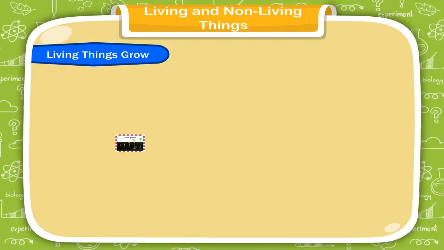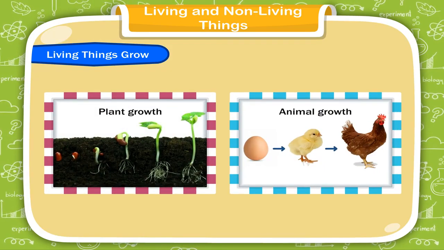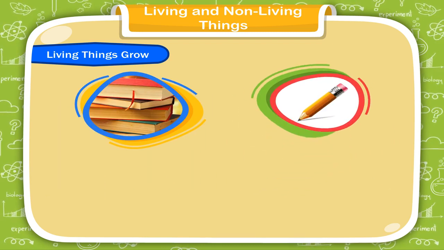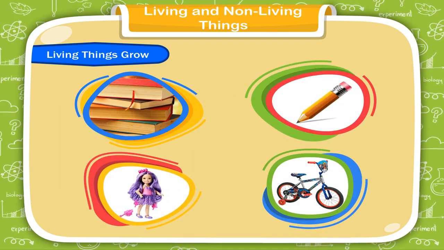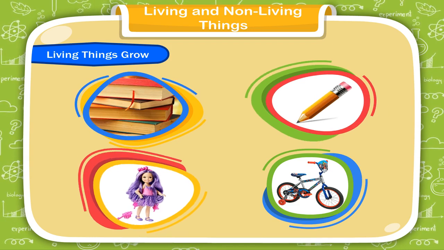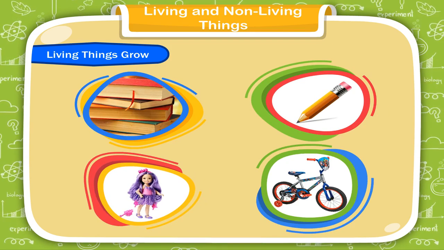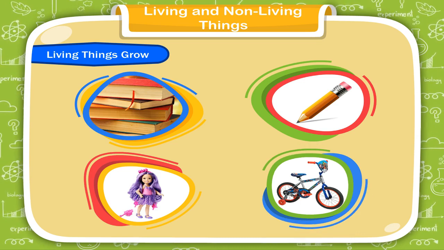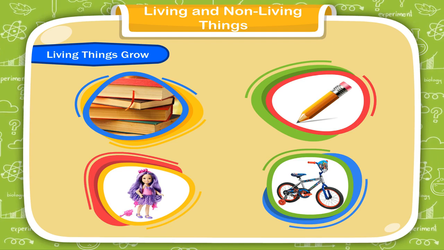Like us, plants and animals also grow. Seeds grow into plants and chicks grow into cocks or hens. Can you name a non-living thing which grows? Your book, your pencil, your doll, your bicycle. None of them grow at all. So, all living things grow while non-living things do not grow.